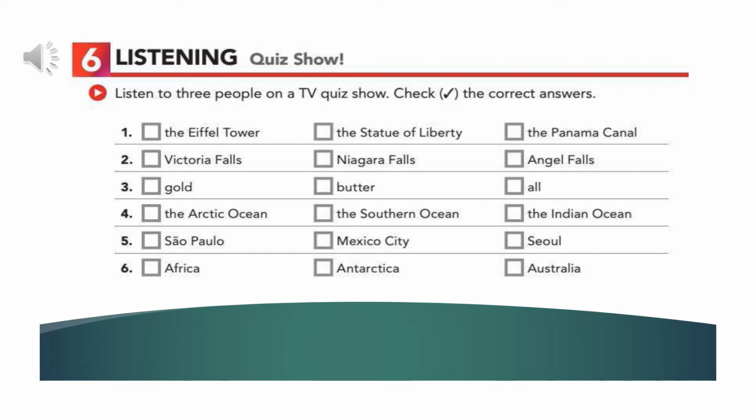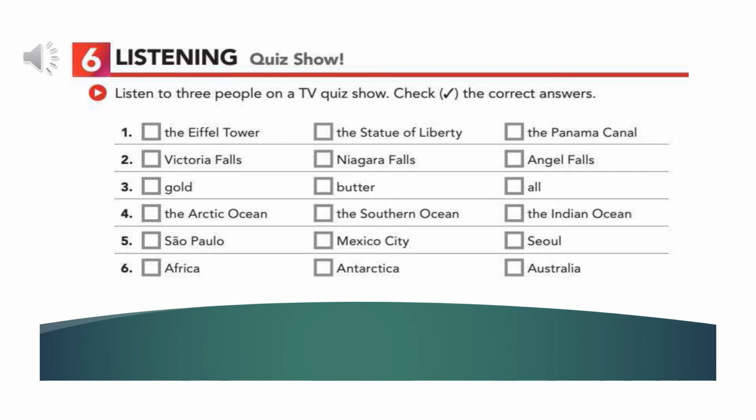Question number 2. What is the tallest waterfall in the world? Is it Niagara Falls, Angel Falls, or Victoria Falls? Rachel. Angel Falls is the highest. It's over 1,000 meters high. That's right. Question number 3. Which is the heaviest? A pound of gold, a pound of butter, or a pound of feathers? Andrew? They all weigh the same. Yes.